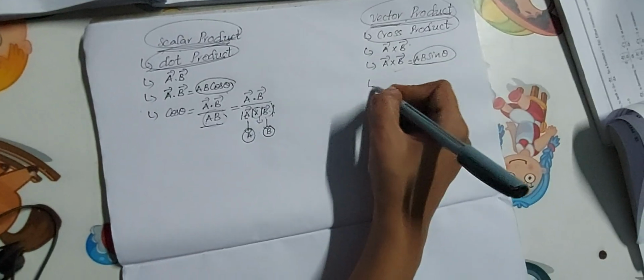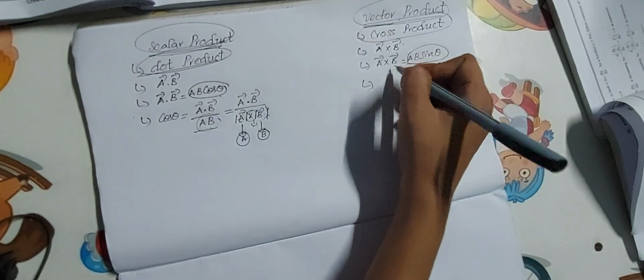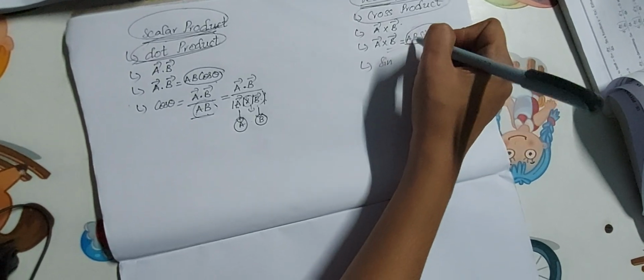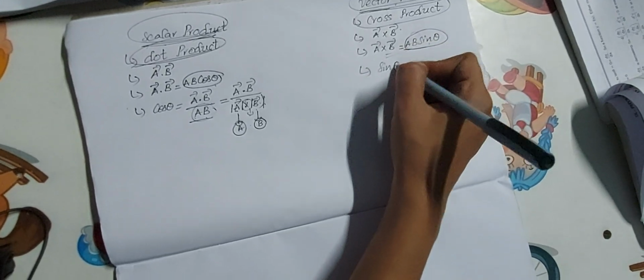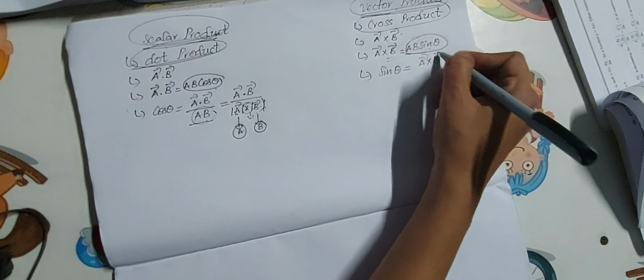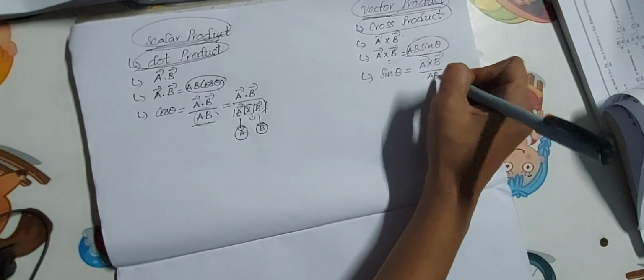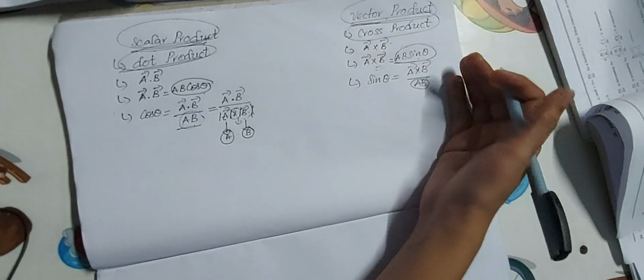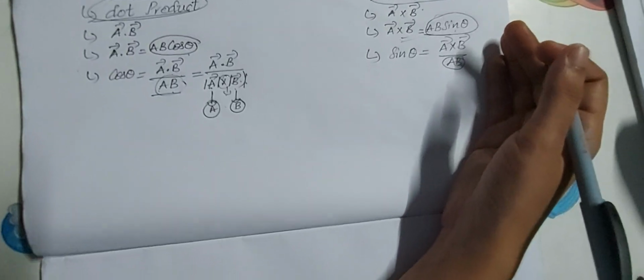Coming to the vector product, in the same manner from the above equation you can write sin theta: if you move AB from this side, it goes to the other side in the denominator, that is a bar cross b bar by AB. AB means the magnitude of vector A multiplied by the magnitude of vector B.